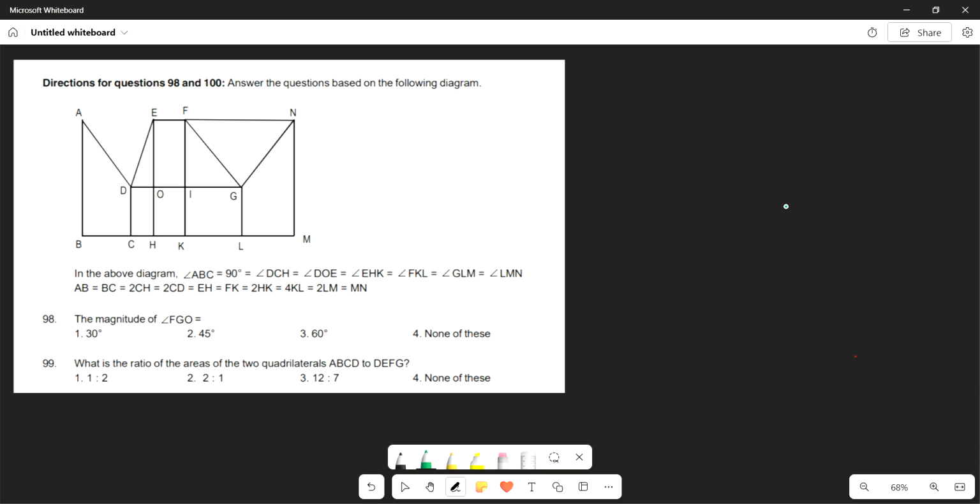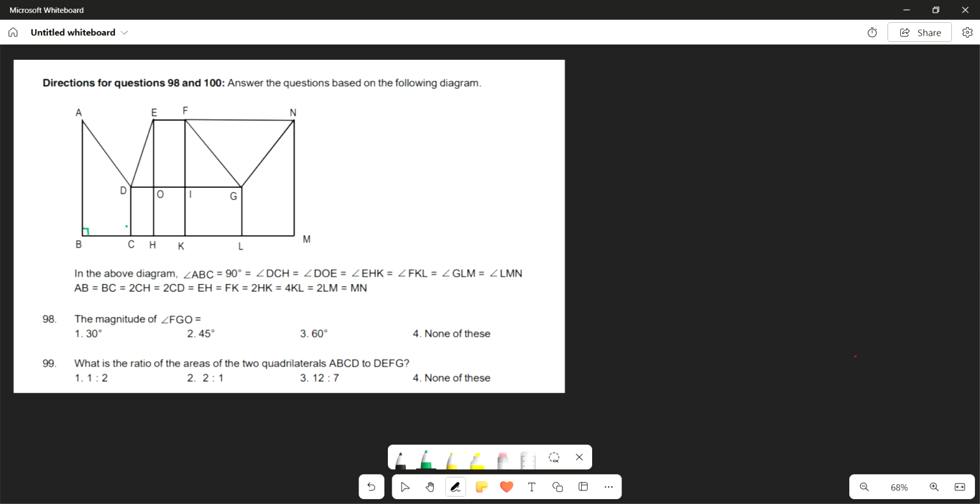Today we will solve another geometry question, and this question came in CAT 2002. This is a very simple question, so let us start with the solution. We are just given a figure and some relations between the angles and also the sides. We are told that angle ABC is 90 degrees. So I'll draw everything in the given diagram itself.